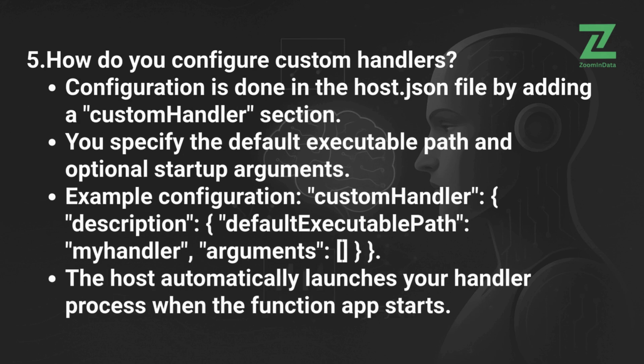How do you configure custom handlers? Configuration is done in the host JSON file by adding a custom handler section. You specify the default executable path and optional startup arguments. Example configuration: custom handler, description, default executable path, my handler, arguments. The host automatically launches your handler process when the function app starts.